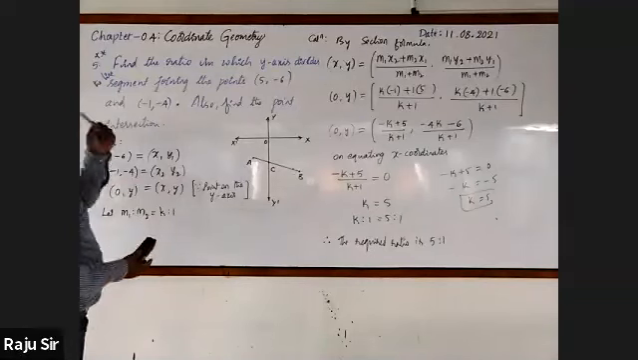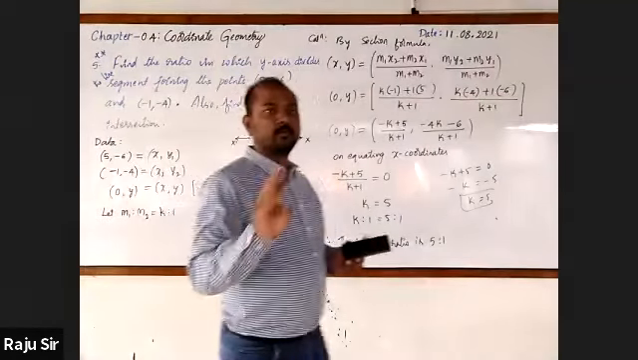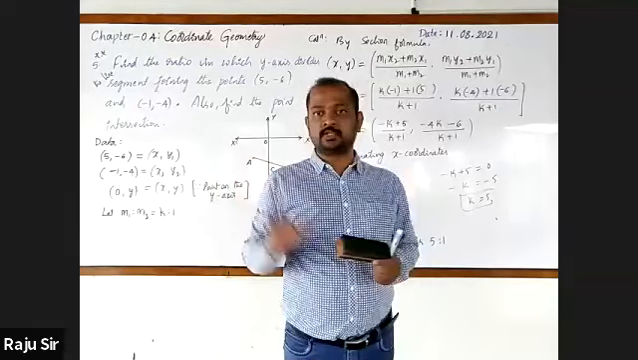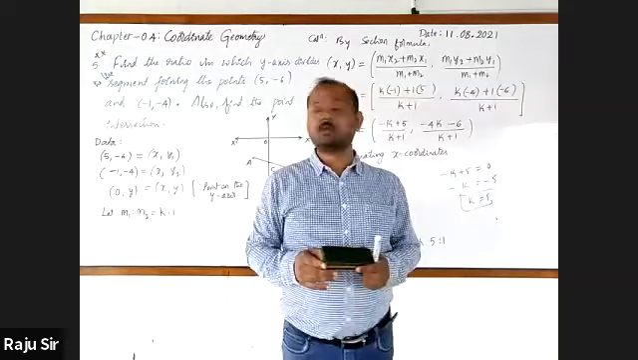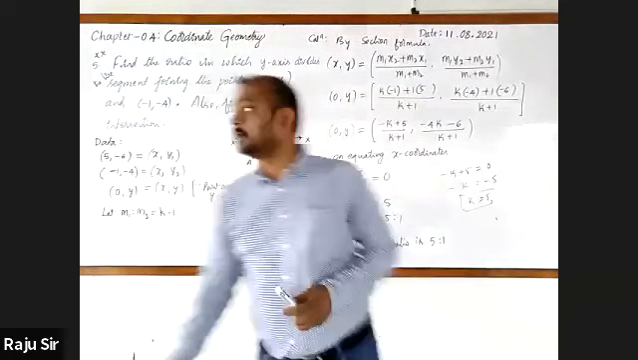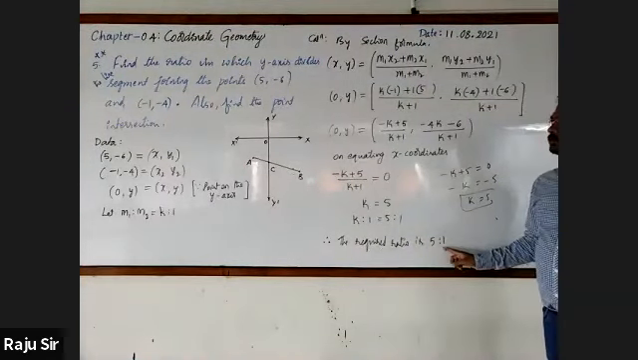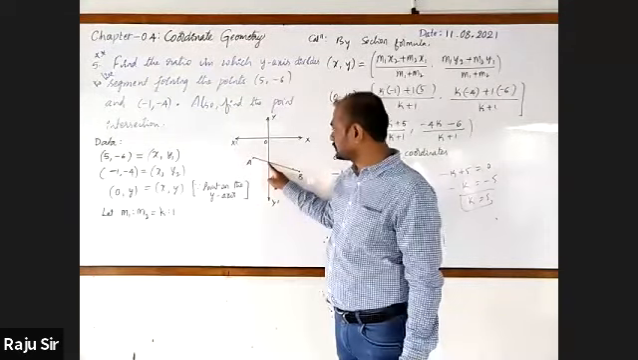Next. So how many types are over? 2 types. First, we found the coordinates of the point which divides the given line in the given ratio. The required ratio is 5:1. Also, find the point of intersection. What is the point of intersection? (0, y).